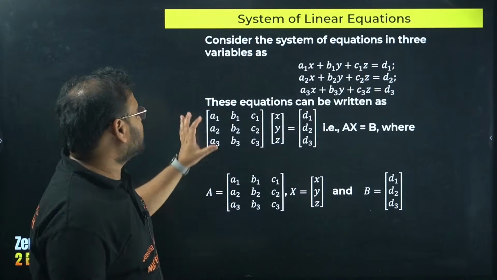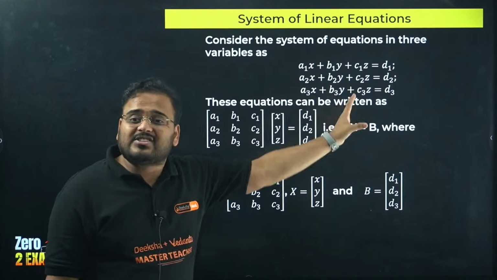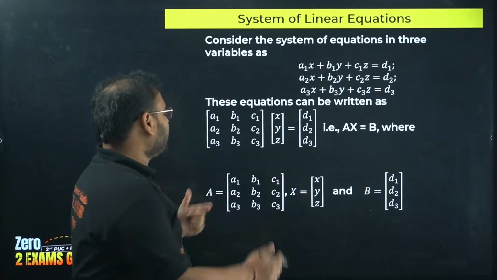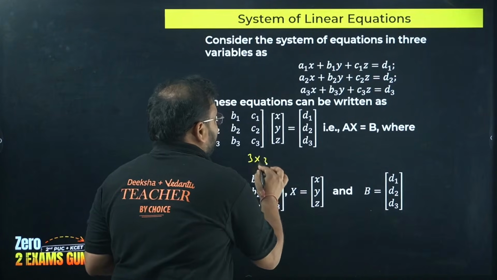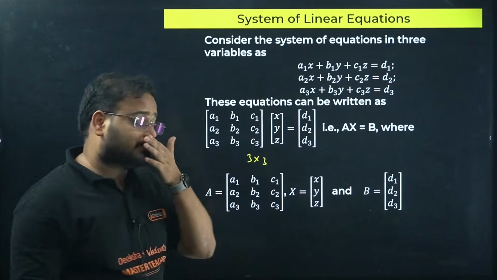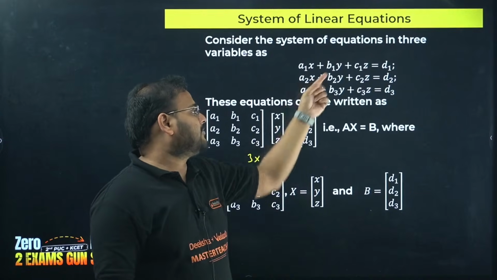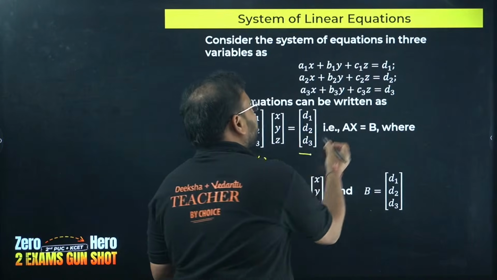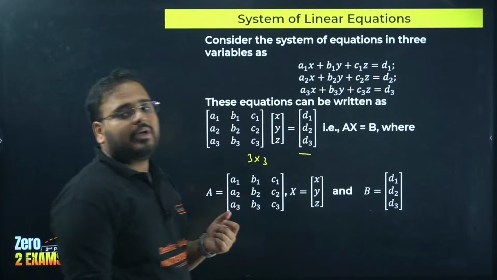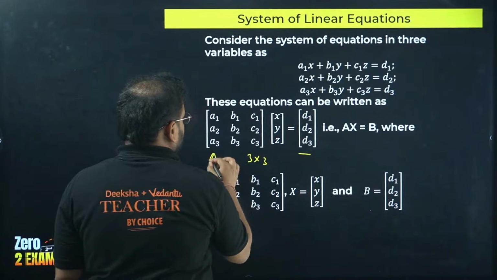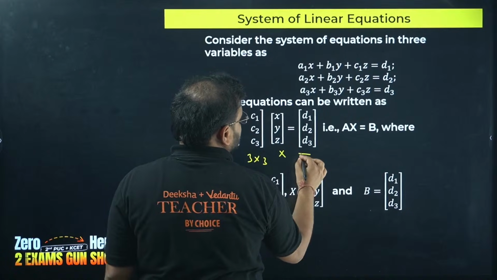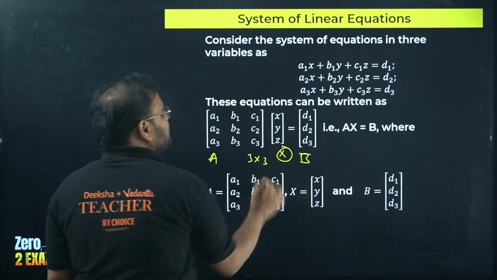If you arrange all the coefficients of x, y, z, you get a 3 cross 3 order matrix, and you get a 3 cross 1 order matrix in your variables x, y, z, and this will be your constant matrix d1, d2, d3. This is taken as the matrix A, the matrix X, and the matrix B. So you want to find X, which means you have to do what?